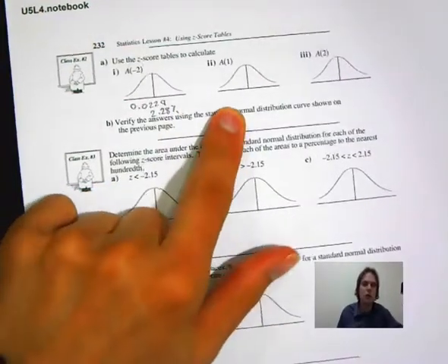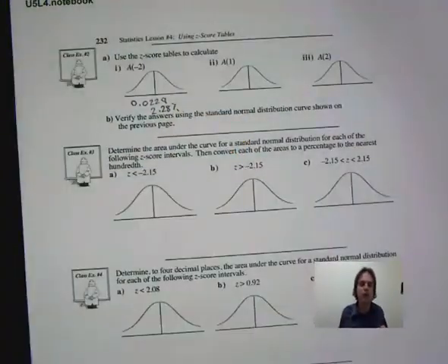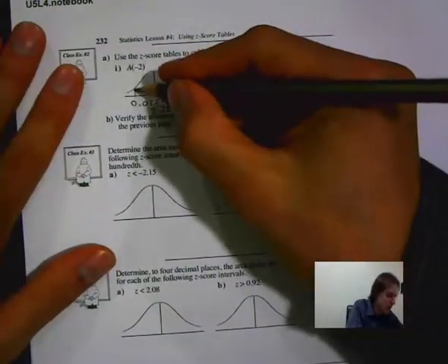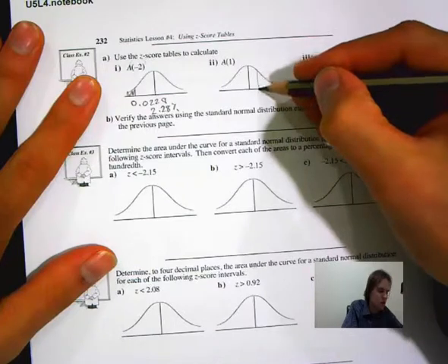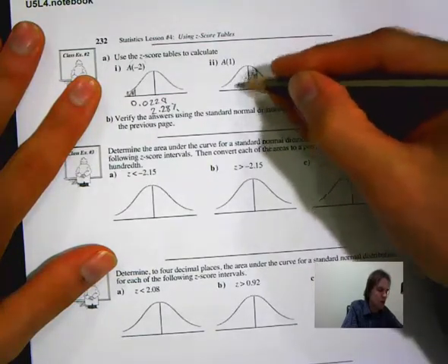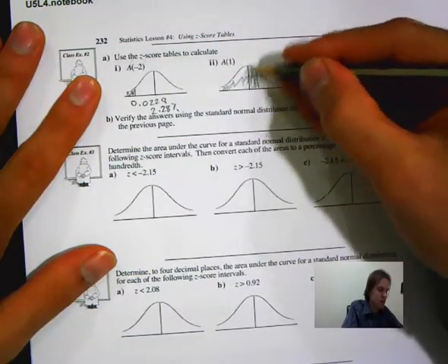Now it wants where z is 1. So that's positive. And we shade that. This one wants everything less than 1. So 1's going to be around there. And we're going to shade all of that. This is what we want.